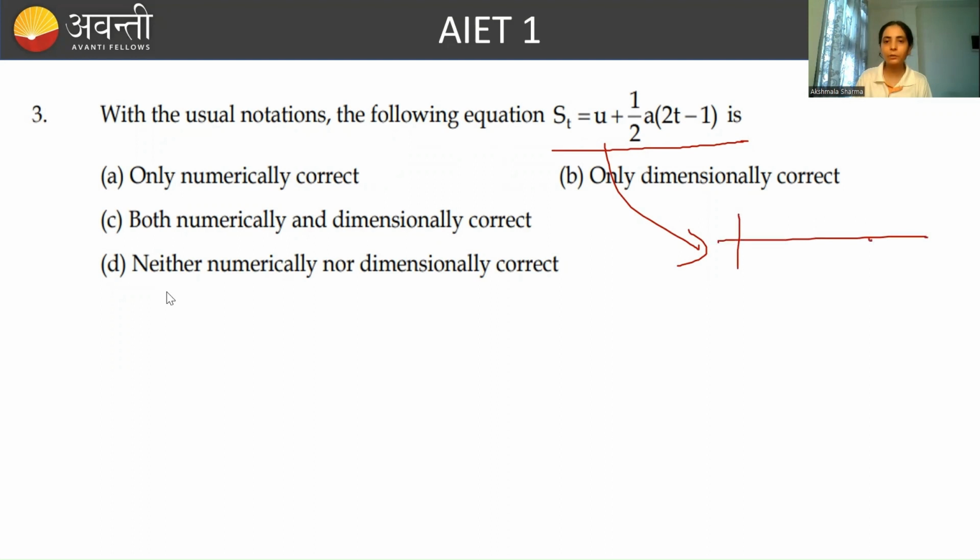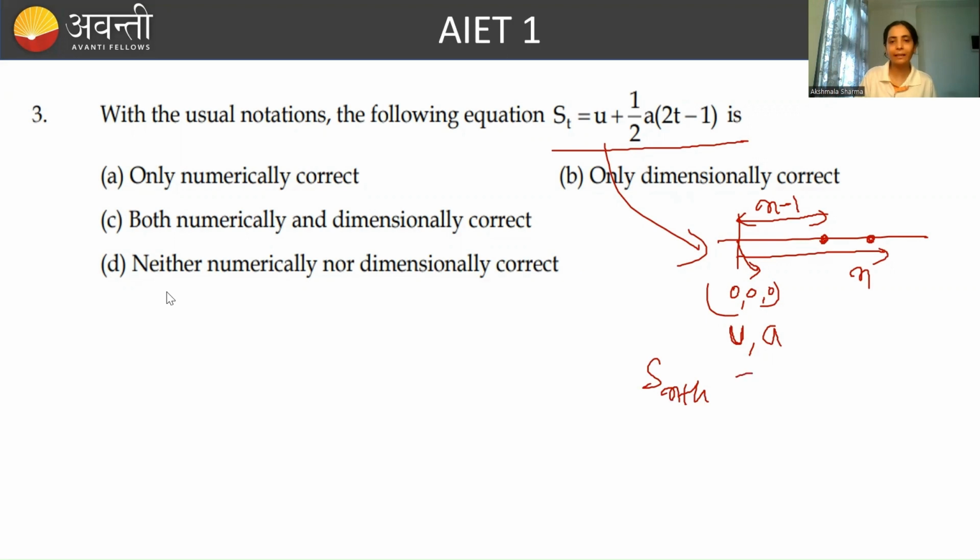Suppose you have a body that is starting from the origin, and its initial velocity is u, is moving with constant acceleration a, and it covered this much distance in n minus 1 second and this much distance in n second. And if it is asked that, tell me what will be the distance covered in nth second. So how you will calculate that? Distance covered in nth second will be equal to distance covered in n second minus distance covered in n minus 1 second. Now, you will be simply putting the formula.